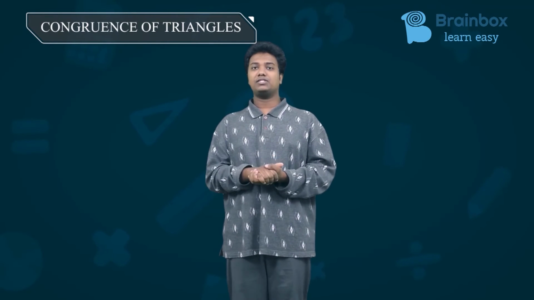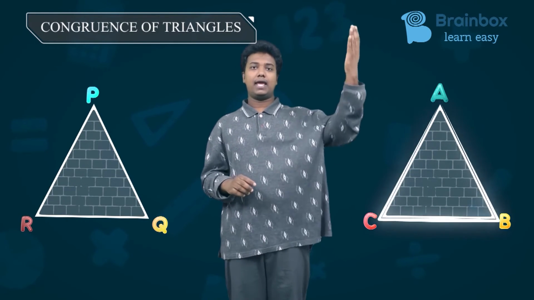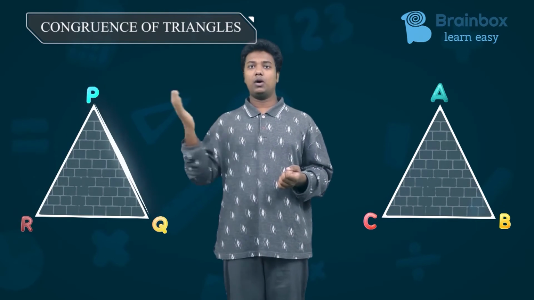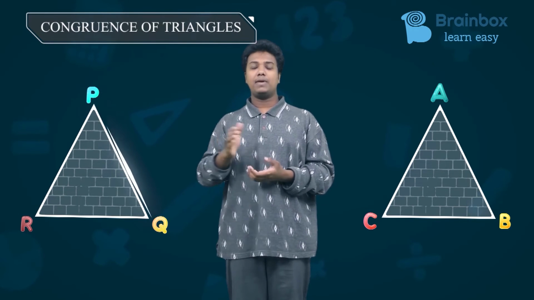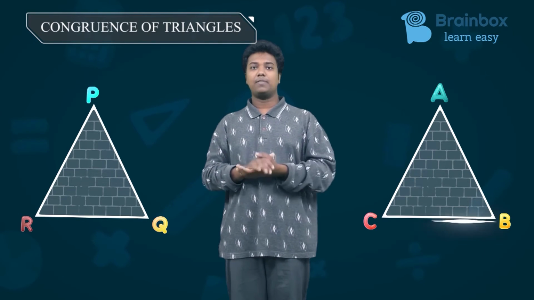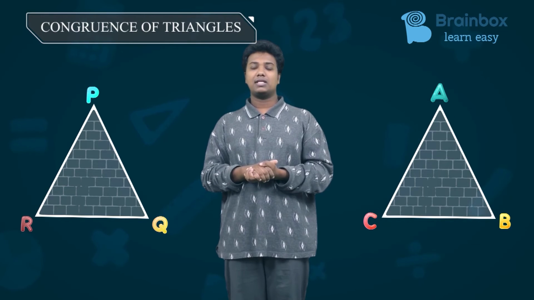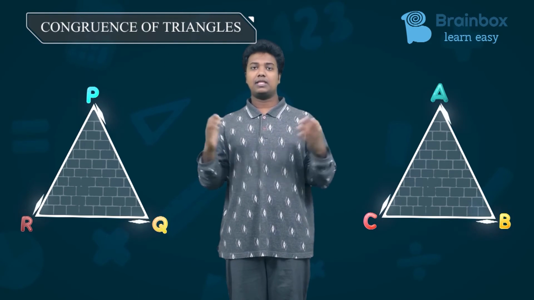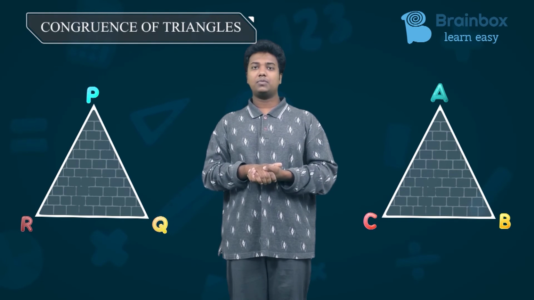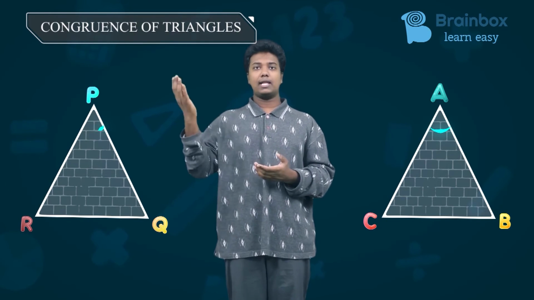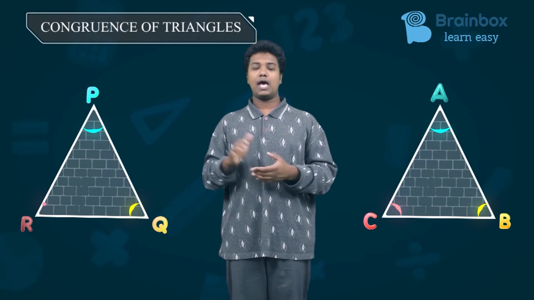The exact definition for triangles to be congruent is this. We have these two labeled triangles, triangle ABC and triangle PQR. If the side AB is equal to the side PQ, the side BC is equal to QR, and the side CA is equal to the side RP, then the three corresponding sides of these two triangles are equal. And for the corresponding angles, angle A is equal to angle P, angle B is equal to angle Q, and angle C is equal to angle R.